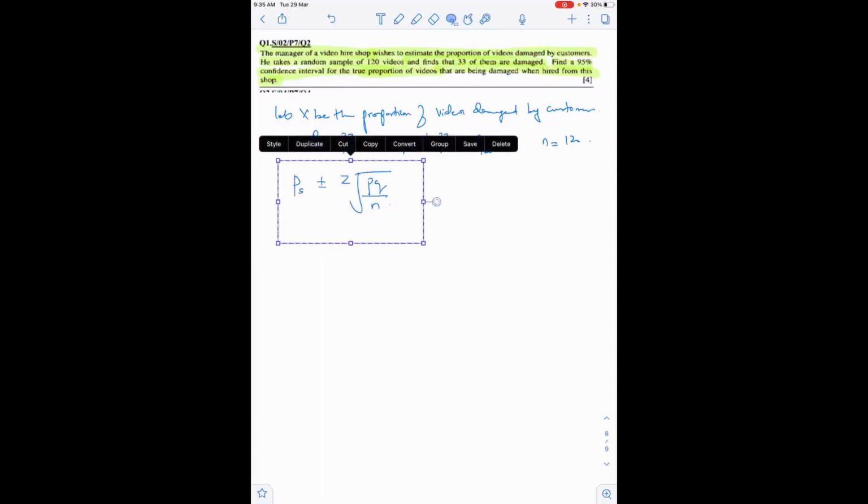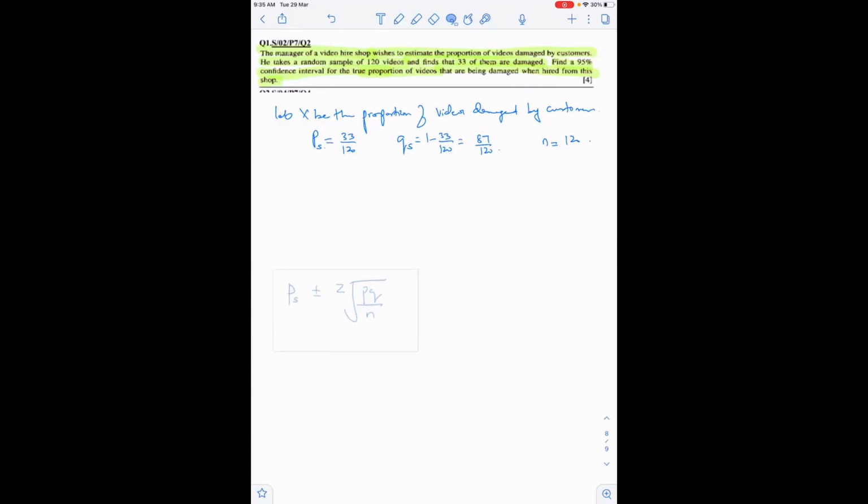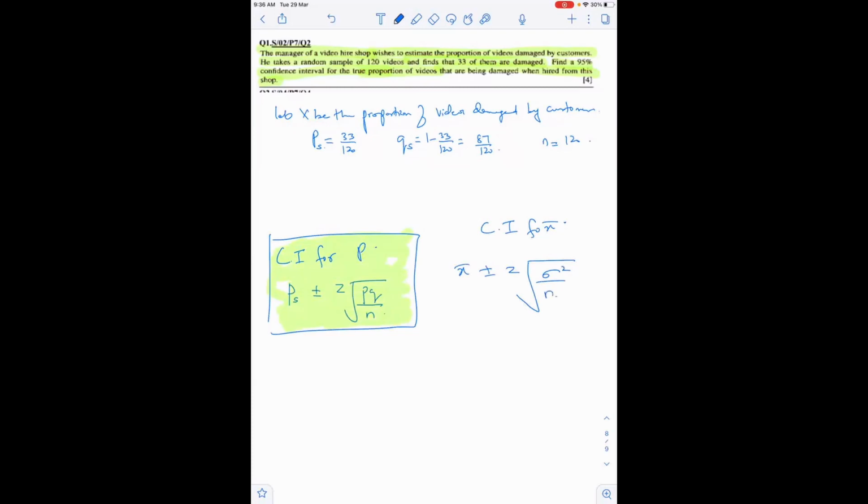I'm just writing down the formula here. Confidence interval for p. This is the formula for the population proportion. This is always going to be the formula. Previously, we used to do the confidence interval for the mean. If you compare this with the confidence interval for the mean, it used to be x̄ plus minus z times the standard deviation upon the square root of n. In place of x̄, we are writing down the population proportion. In place of the variance, we are writing pq here. Is this clear? If you compare the two.